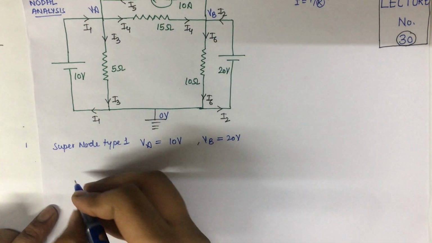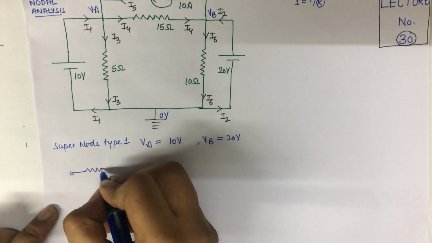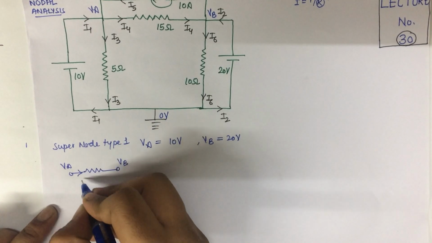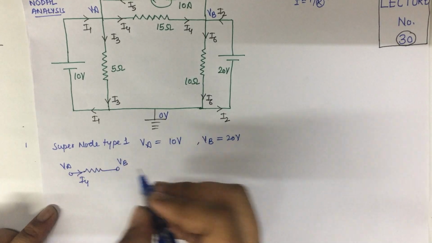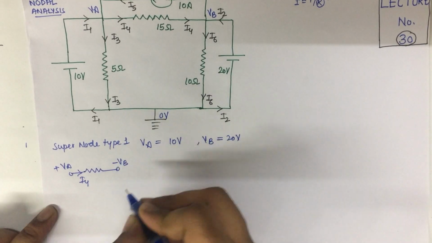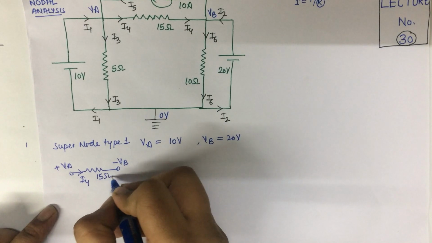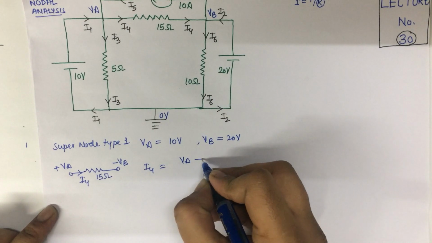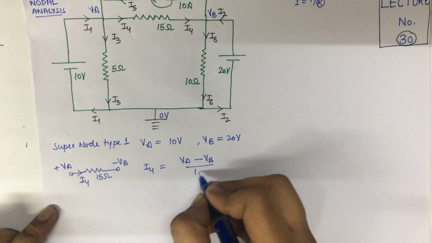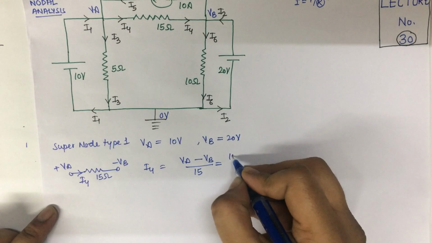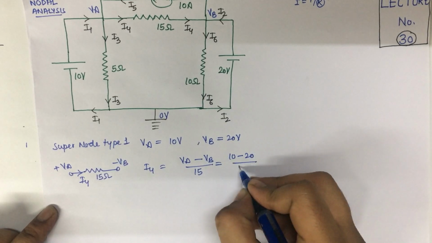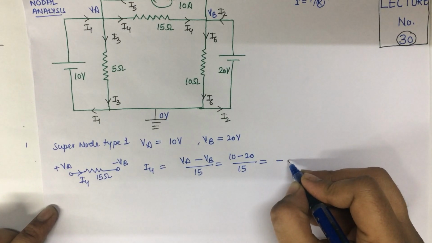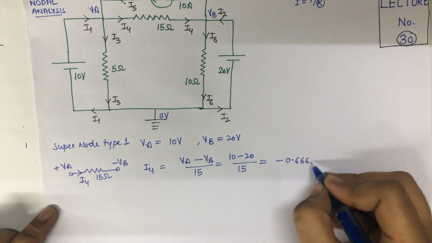Now for I4, this is VA, this is VB, and the current flowing is I4. Current is outgoing from the positive to the negative, and here there is a 15 ohm resistance. So I4 is equal to (VA minus VB) upon 15, which is (10 minus 20) upon 15. In this way we find the current is minus 0.666 ampere.